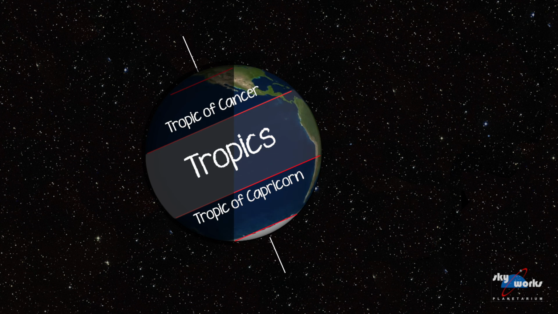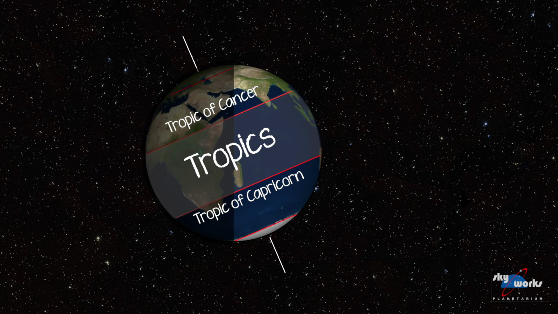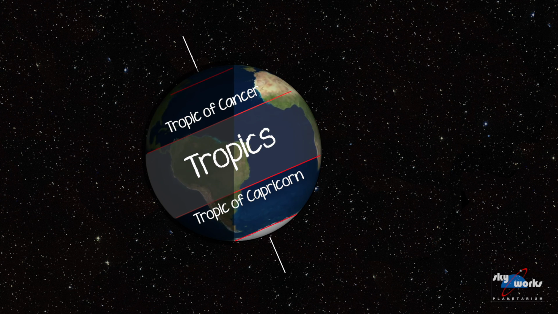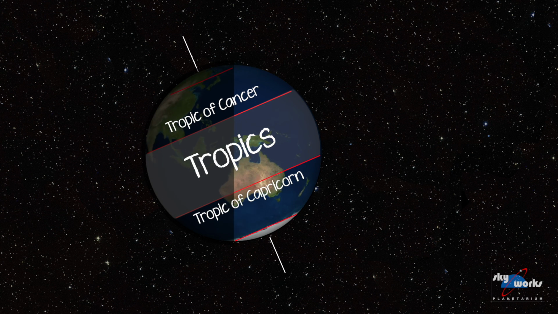People living in the tropics don't generally experience winter because the heat energy never spreads out all that much. Instead, these people usually experience what are known as dry and wet seasons.